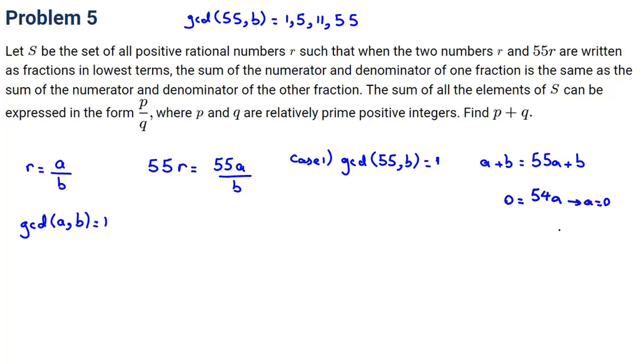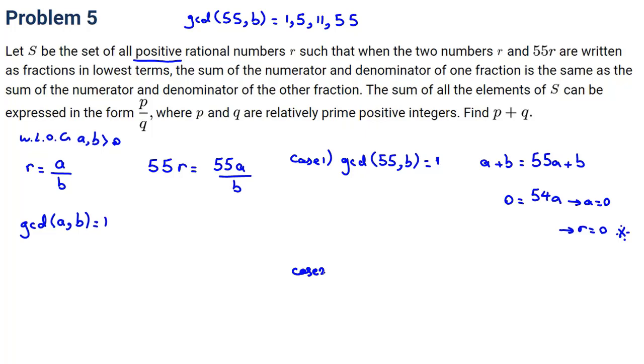So A equal to 0. When A equal to 0, then R equal to 0. But the problem says R is a positive rational number. Without loss of generality, we can consider A and B both negative or both positive. We can consider A and B are positive, because if you negate both of them, nothing happens. So R equal to 0 is a contradiction. So it's not possible in this case.